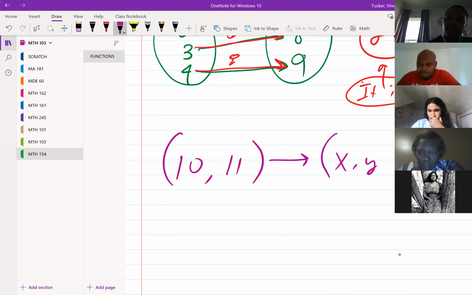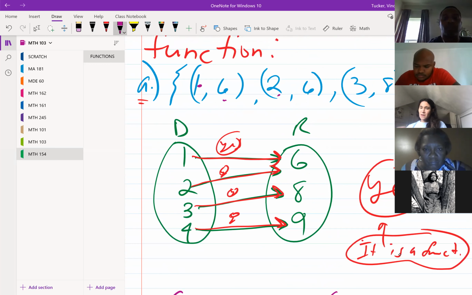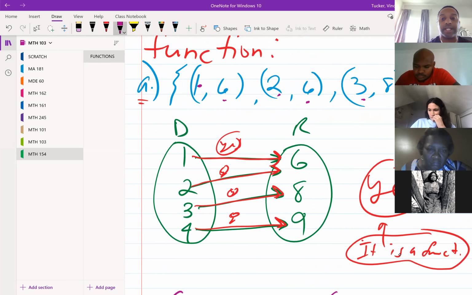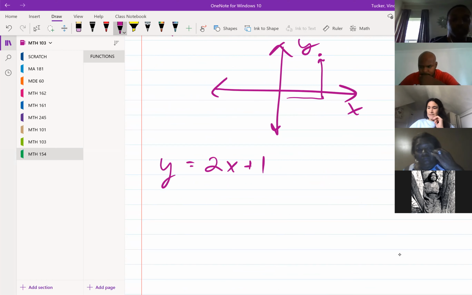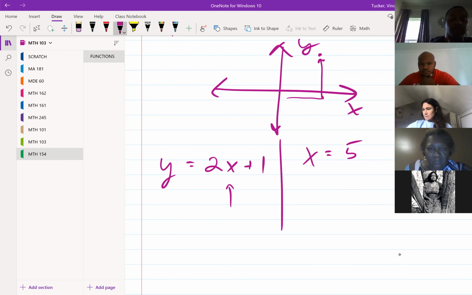I would have this point of 10, 11. So when I look at these ordered pairs, one is saying, when I plug 1 into my equation, I get out 6. When I plug 2 in my equation, I get out 6. When I plug 3 into my equation, I get out 8. When I plug 4 into my equation or my function, I get out 9. So let's say my equation is y equal to 2x plus 1. Well, if x is equal to 5, I plug 5 into my equation and see what I get out. What I get out is my y. That'd be 11.